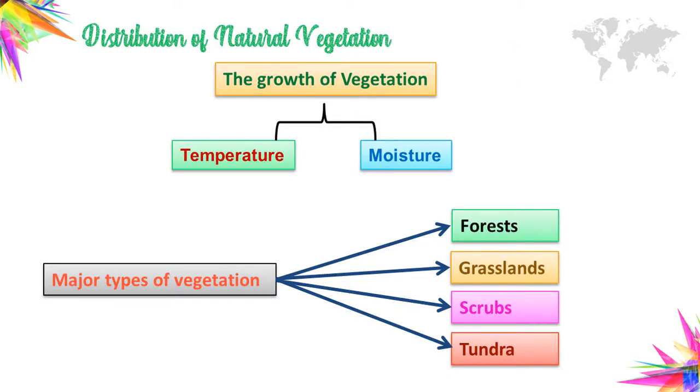Students, let us see the distribution of natural vegetation. The growth of vegetation depends primarily on temperature and moisture. These two are the major factors for the growth of vegetation. Let us see the major types of vegetation. The major types of vegetation of the world are grouped as forests, grasslands, scrubs and tundra. In areas of heavy rainfall, huge trees may thrive. The forests are thus associated with areas having abundant water supply.